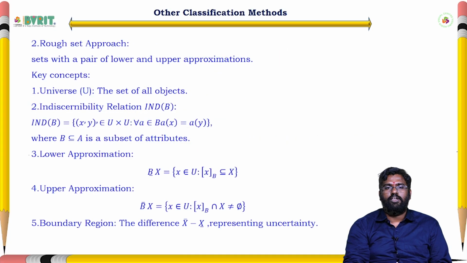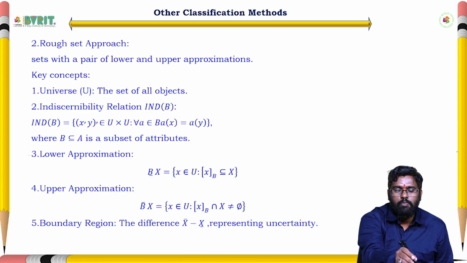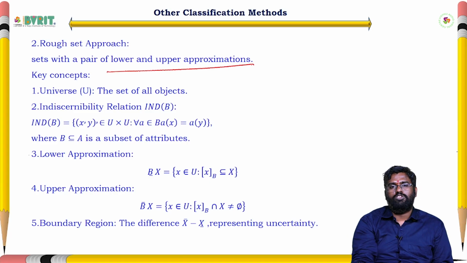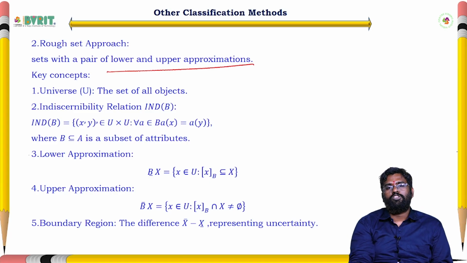Next one, the rough set approach. This is one type of classification method. It is used to set the pair of lower and upper approximations. I will show you what is lower approximation and upper approximation. Lower approximation means the last one, upper approximation means the starting one.